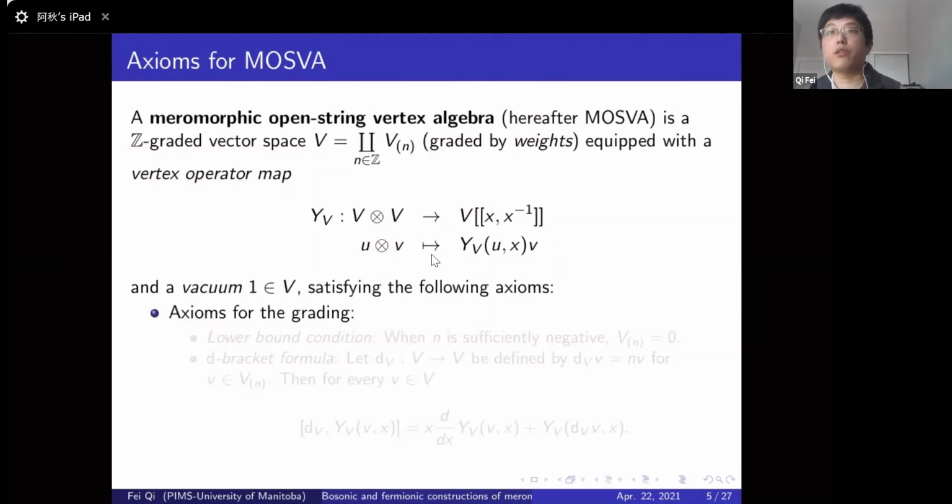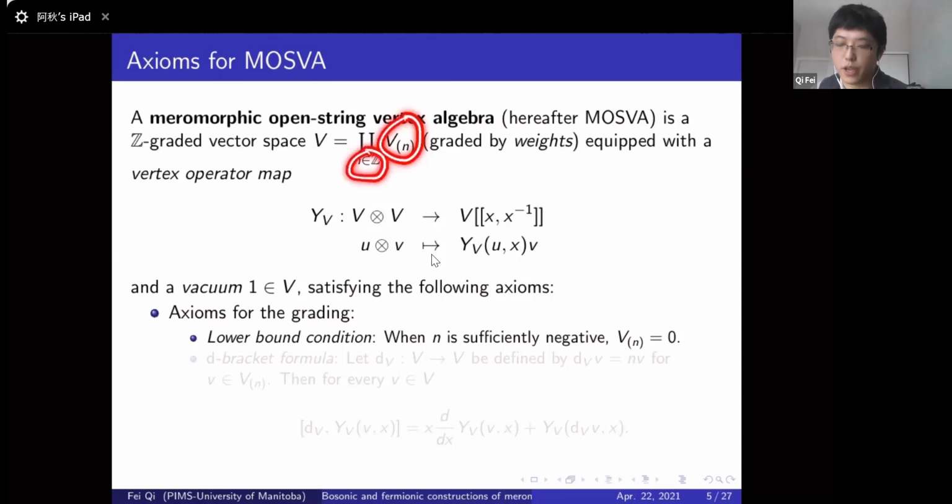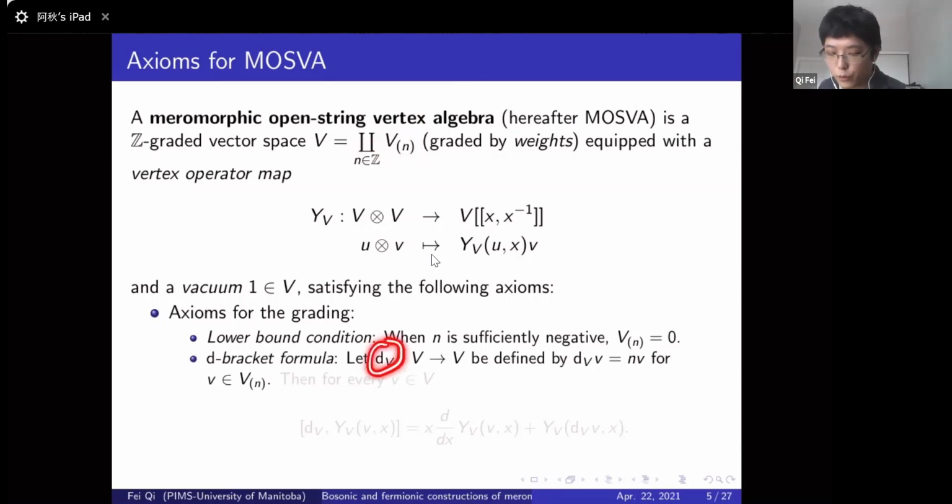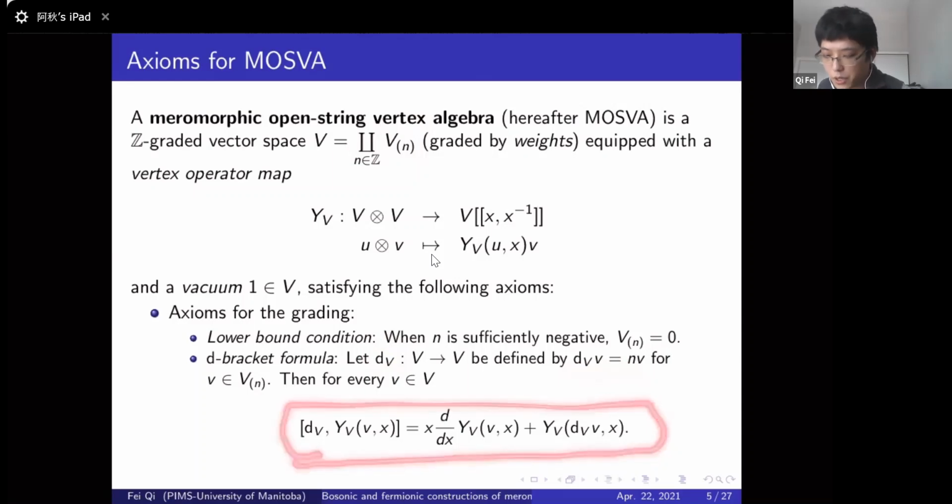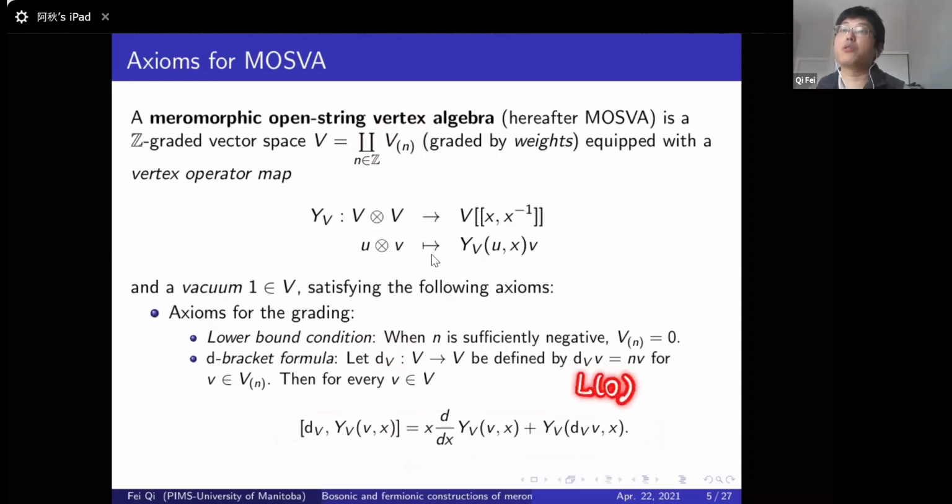First, we need an axiom for the grading, a lower bound condition. Basically, when n is sufficiently negative, V_n equals 0, so this n has a lower bound. The second condition we require is the L_0 bracket formula. Here L_0 is simply the grading operator. We require the grading operator L_0 to satisfy this L_0 commutator formula. Basically speaking, this plays the role of the L_0 operator.